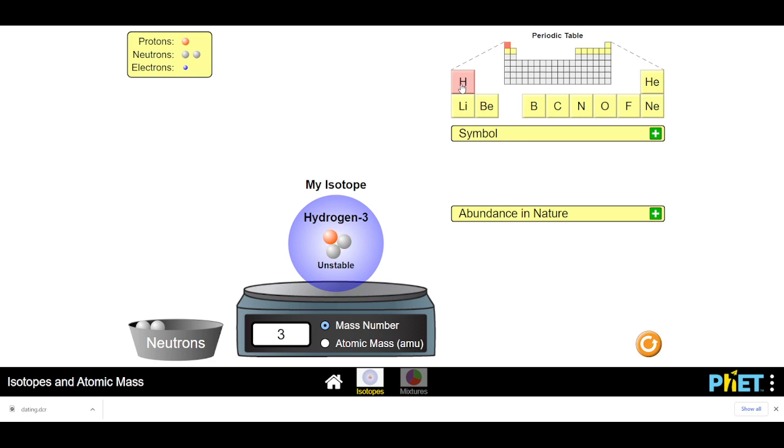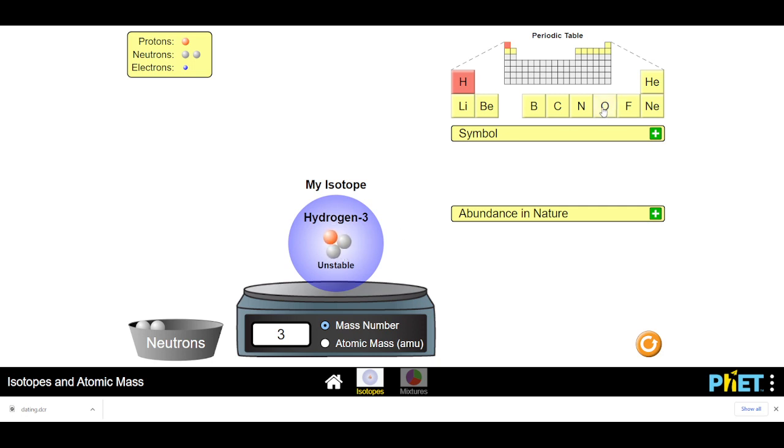So I want you to draw a picture of a stable hydrogen. We know that hydrogen 1 is stable, just a proton. Hydrogen 2 is also stable. And then you can say hydrogen 3 is unstable. Okay, so you can do those three.